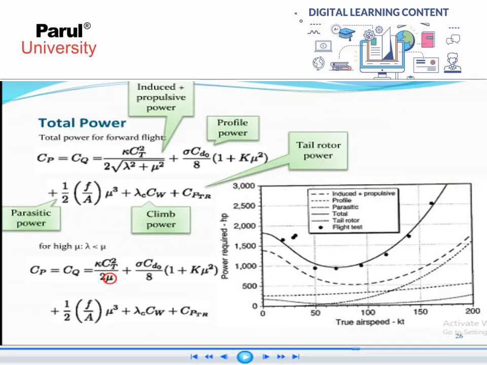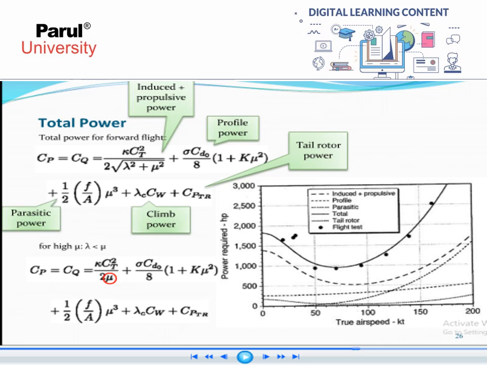Right? Now we can see in this slide the total power for one flight, Cp is equal to Cq is equal to kCt square divided by 2 square root of lambda square plus mu square, plus sigma CD naught by 8 in bracket 1 plus k mu square. First term is called induced or propulsive power, second term is called profile power, third term is called parasite power, is nothing but 1 upon 2 F by A into mu q, and fourth term is lambda C into CW, nothing but climb power, and fifth term is CPTR, nothing but tail rotor power, where F is the equivalent weighted area and A is the rotor disk area, mu is the tip speed ratio or advance ratio.